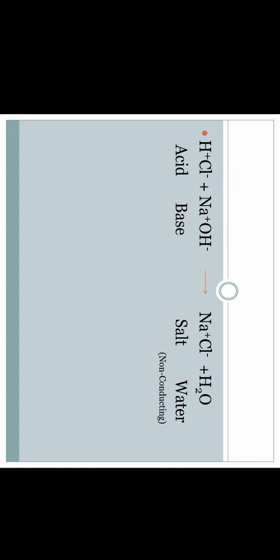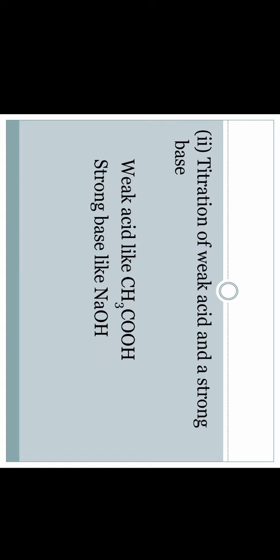So, water is non-conducting, HCl is the acid, NaOH is the base, and Na plus Cl minus, NaCl, is the salt. So this was the first type of titration, a strong acid versus a strong base. The curve goes from higher to lower, meets at the equivalence point, then again goes higher. So it is a V-shaped graph. Now, the next type is titration of a weak acid and a strong base.